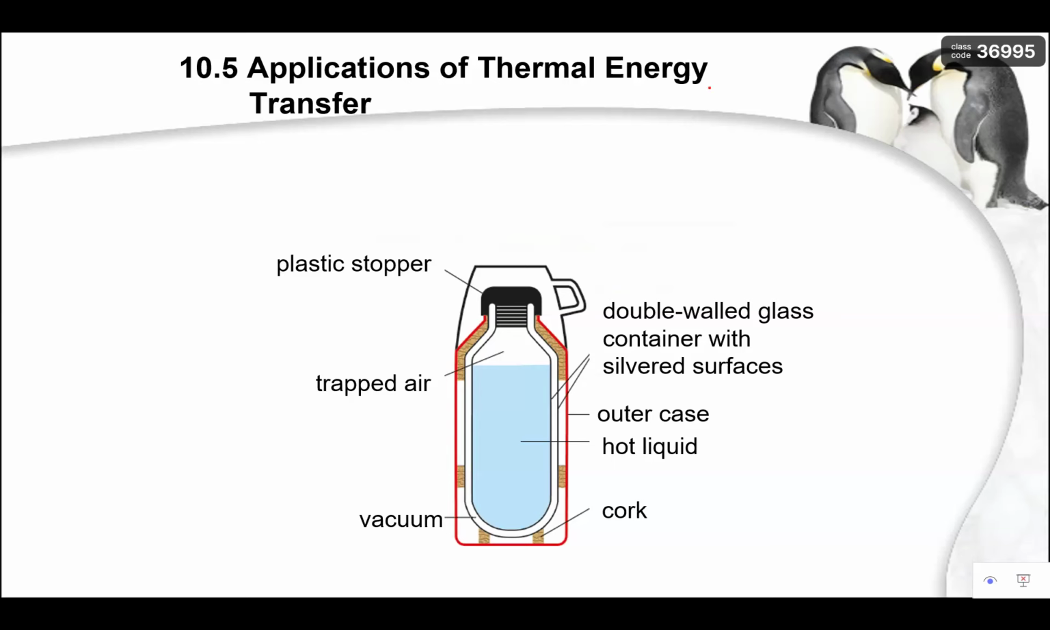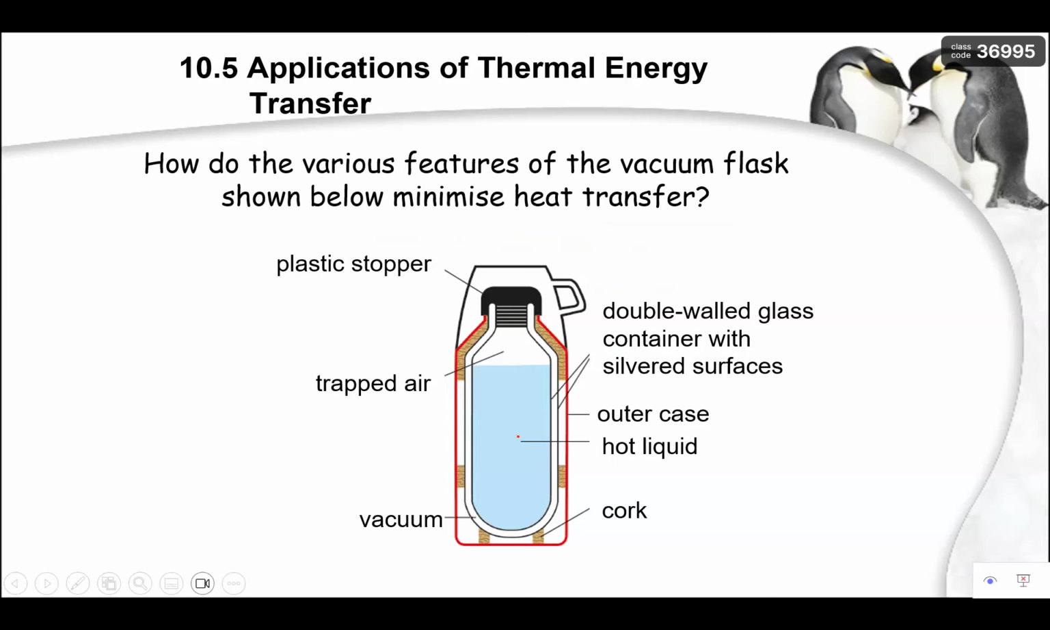Okay, some of the applications: we have a vacuum flask over here. The main purpose of a vacuum flask is to help keep things hot or cold. It minimizes the energy transfer between the liquid inside and the surrounding. So if my liquid is hot, I will try to keep my liquid inside hot. And if my liquid is cold, I will also try to keep my liquid cold. I want to minimize heat transfer.